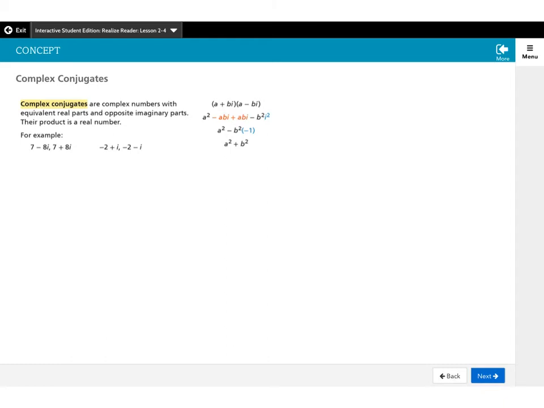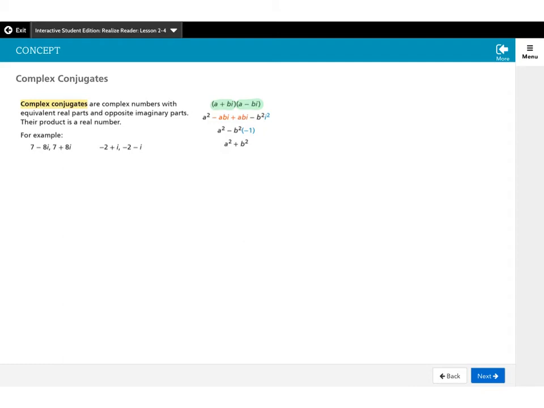The complex conjugate is really handy. It often helps us to take us out of the complex numbers world and return us back to the real numbers world. So it simplifies our math lives quite a bit. They're complex numbers with equivalent real parts and opposite imaginary parts, and the product is a real number. And as illustrated here, this pair, they're exactly the same, except that the operation in the middle is the opposite. One is plus, one is subtract.